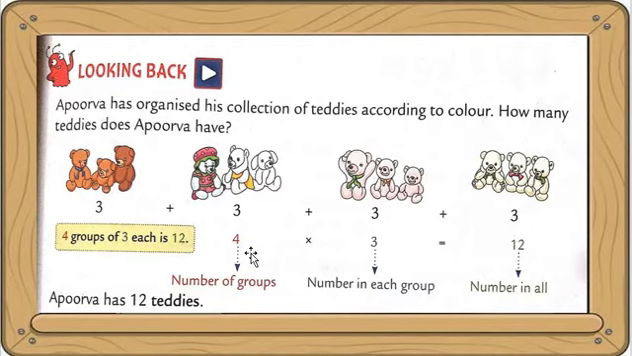Got my point, all students? So the number of groups, how many groups are there here? 4 groups are there here. Okay, and then the number in each group. Each group has how many teddies? Each group has 3 teddies.